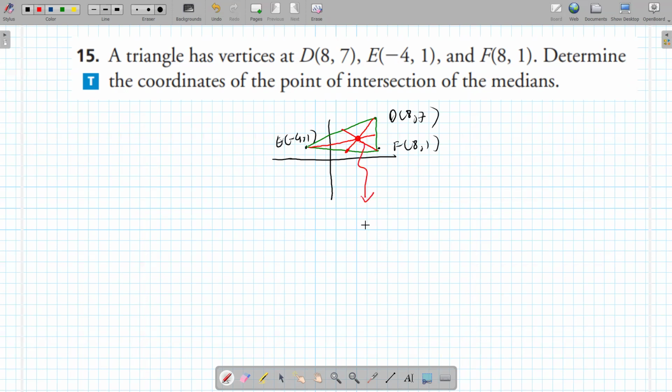This point is called the centroid. Centroid is where the three medians meet. So the question is, how do you find that centroid point? Well, there's no easy way to do it. You find the three equations and you let them be equal to each other. So let's find the equations for the three medians. The median between D and F, I think that's the easiest one. What's the midpoint between D and F?